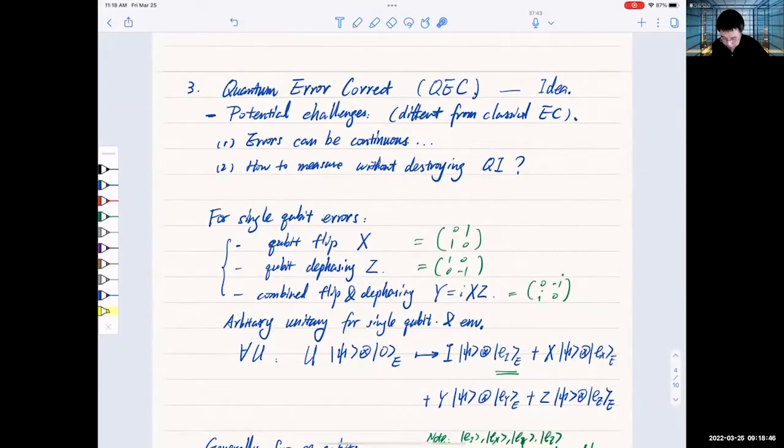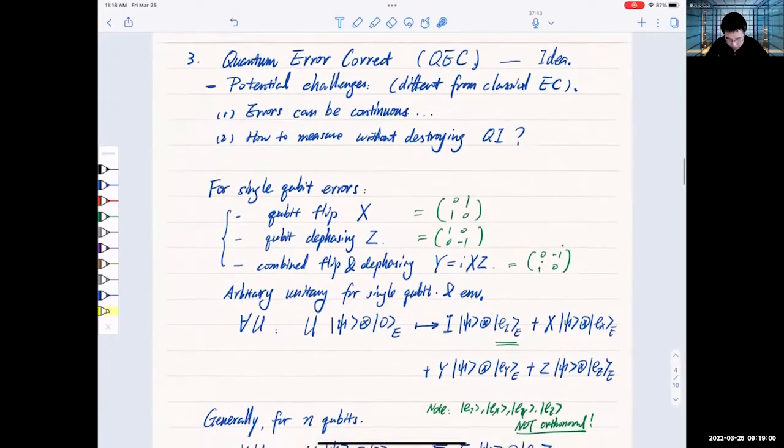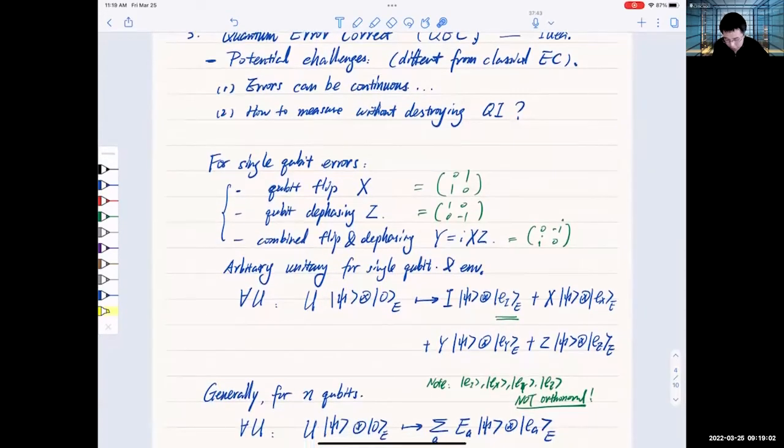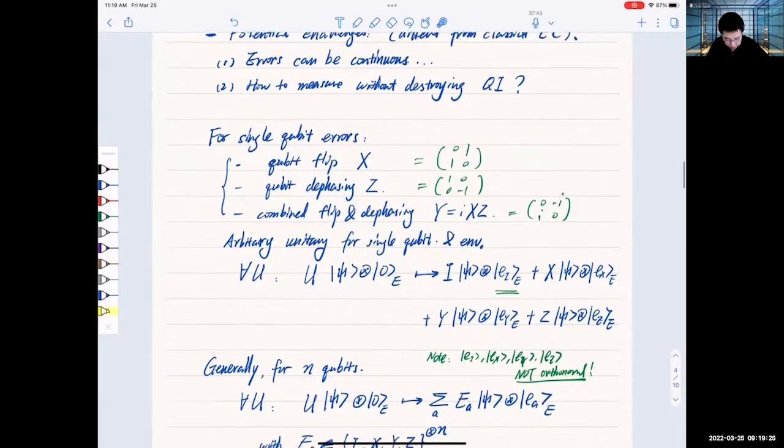Notice that these extra states for the environment in this general notation may not necessarily be normalized, but that's okay because all we care about is what happens to the system. For this general evolution, taking into account the environment, the system may evolve into some superposition of X, Y and Z evolutions. These environment states may also not necessarily be orthogonal. But that's okay, let's just take that, and later on we will see that those superposition or continuous errors can actually be taken care of by error correction.